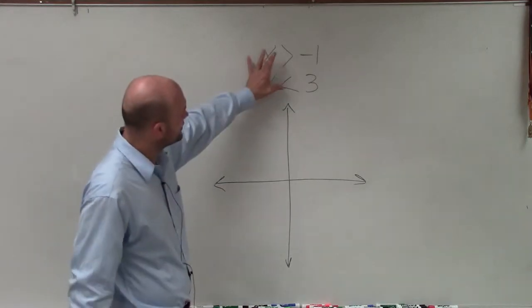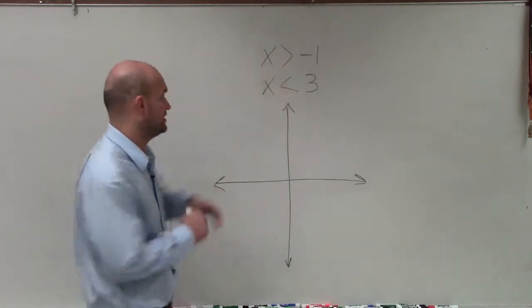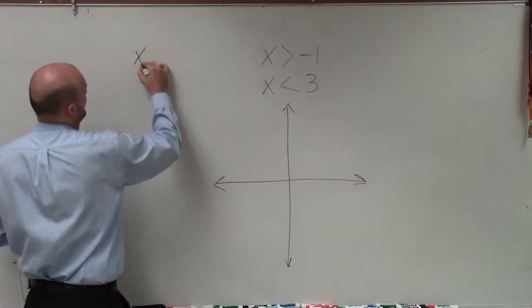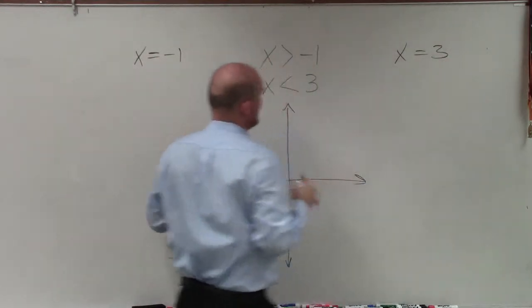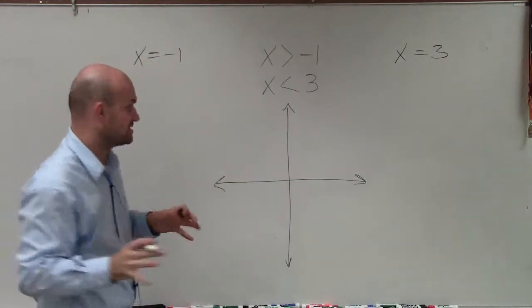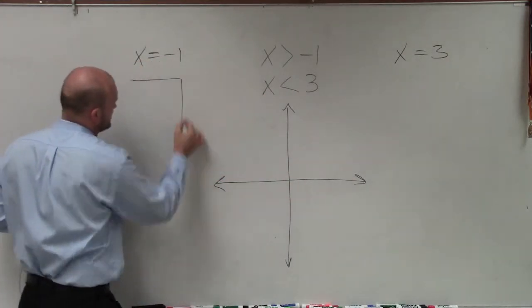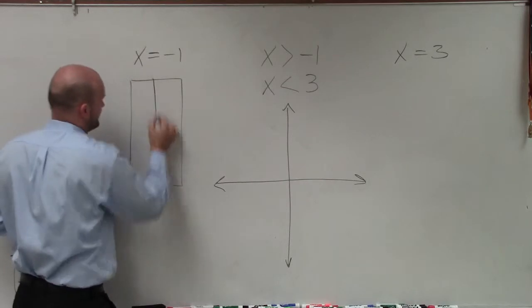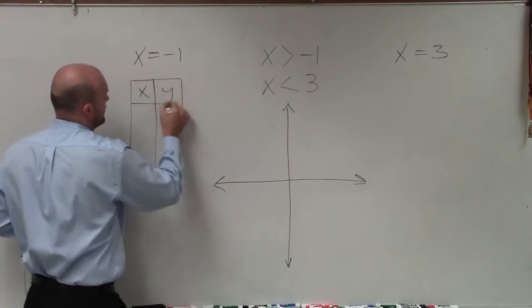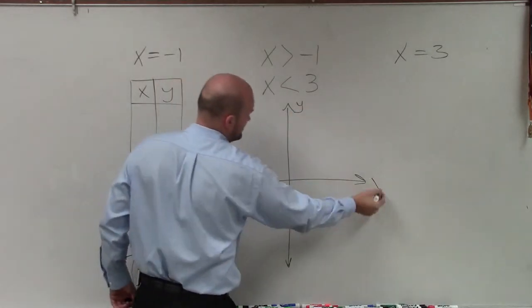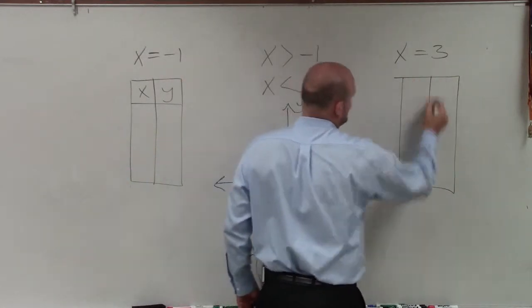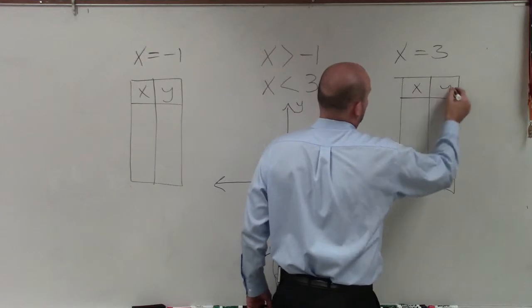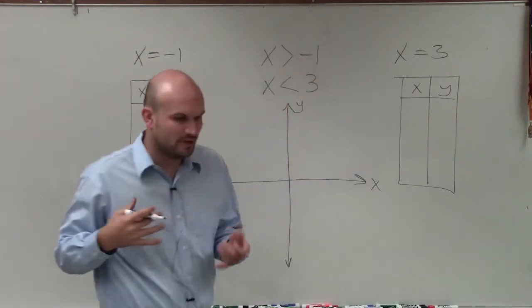And what we're going to do now is forget about the inequalities and just graph x is equal to -1 and x is equal to 3. And we'll get to the inequality part in just a second. So if I was going to graph these, the simplest way to understand how to graph these is by using a table of values for x and y, as we have a coordinate axis, an x-axis, and a y-axis.